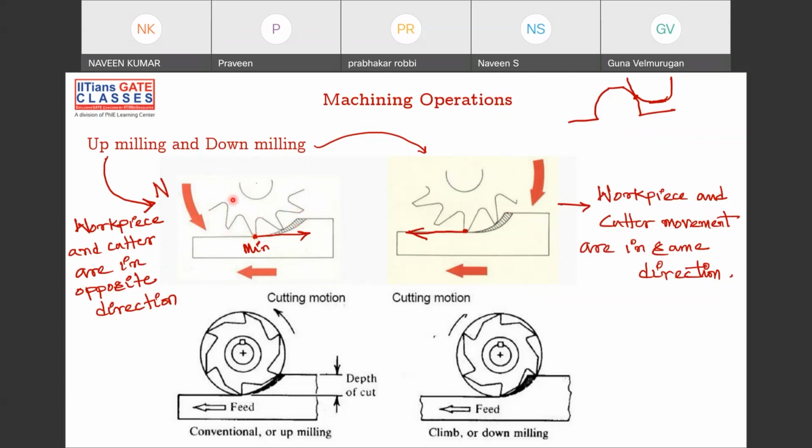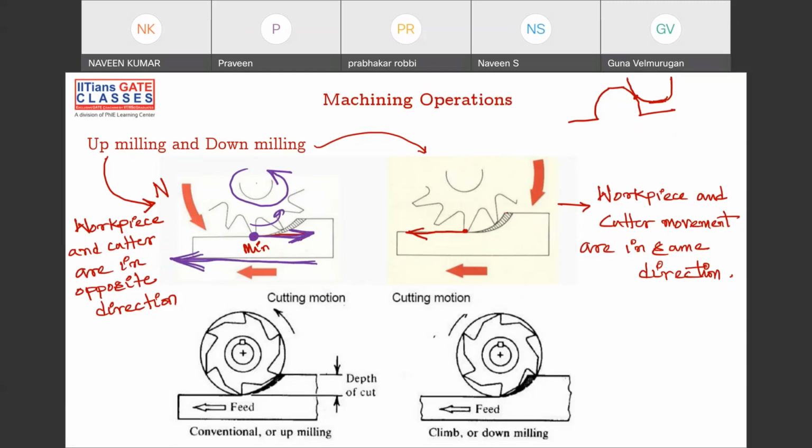And if your cutter is rotating in this direction, anti-clockwise, okay, let me write that with some ink, anti-clockwise, like this. The cutter is rotating like this, and your workpiece is moving in this direction. If you see this point, the cutter will try to go like this, so the tangential velocity will be in this direction. And the cutting motion, the workpiece is moving in this direction.